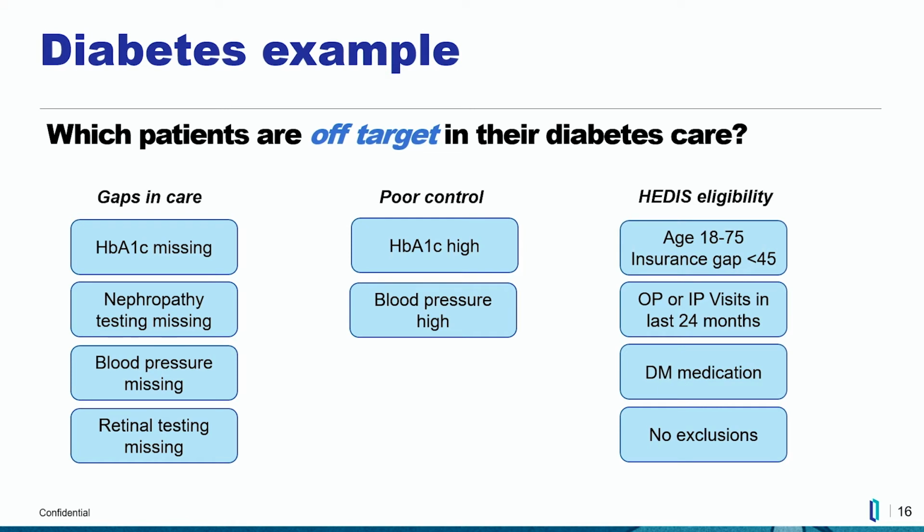They have to have continuous insurance, not more than 45-day gap. They have to be active in the last 24 months with 2 outpatient visits on different dates and one inpatient visit, or taking a diabetes med. They can't be pregnant. They can't have severe illness. There are various exclusions. So coming up with these constraints and putting them all together it's work. It can be tricky.